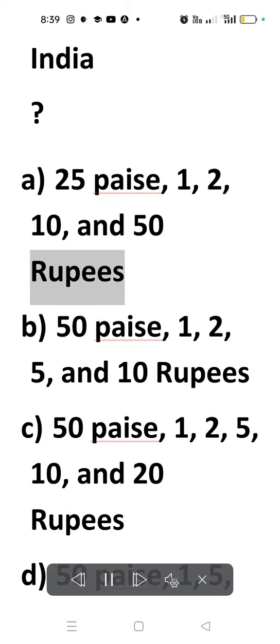Which of the following denominations of banknotes are in circulation in India? A. 50 rupees, 100, 500 and 1000. B. 5 rupees, 10, 20, 50, 100, 200, 500 and 2000. C. 10 rupees, 50, 100, 500 and 2000. D. 1 rupee, 2, 5, 10 and 20. Answer: B. 5 rupees, 10, 20, 50, 100, 200, 500 and 2000.